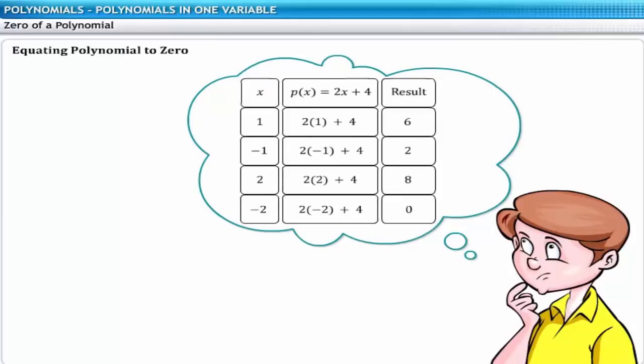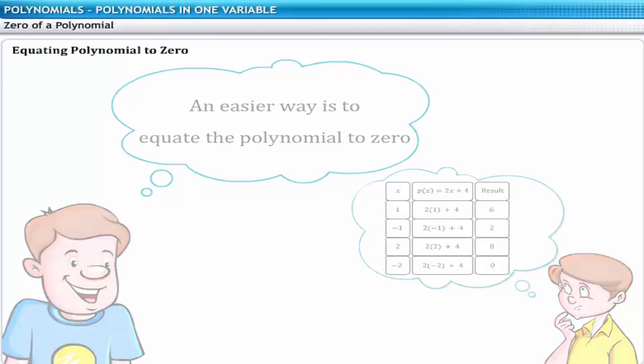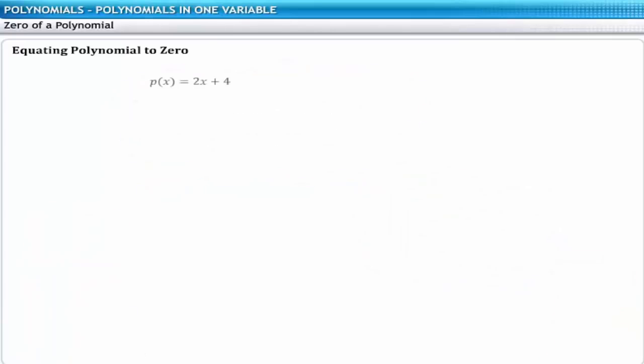An easier way to determine the 0 of a polynomial is by using the other method, that is, equating the polynomial to 0. In this method, you can find the 0 of the polynomial P of x is equal to 2x plus 4 by taking x as the subject. Thus, P of x is equal to 2x plus 4. P of x is equal to 0. Thus, the value of the polynomial 2x plus 4 is equal to 0.